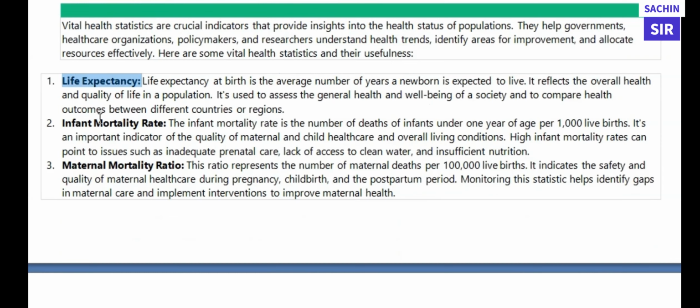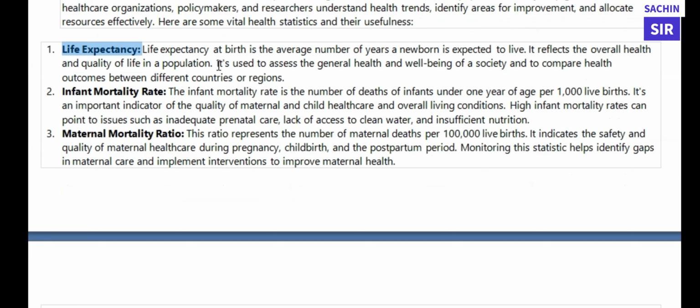Life expectancy. Life expectancy at birth is the average number of years a newborn is expected to live. It reflects the overall health and quality of life in a population. It's used to assess the general health and well-being of a society and to compare health outcomes between different countries or regions.